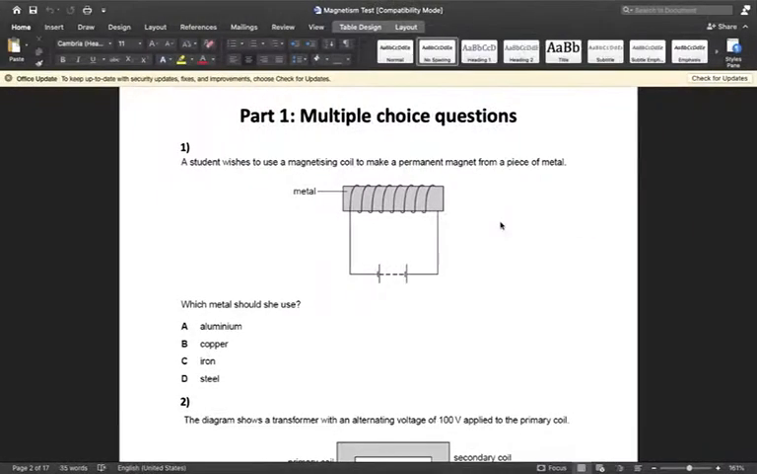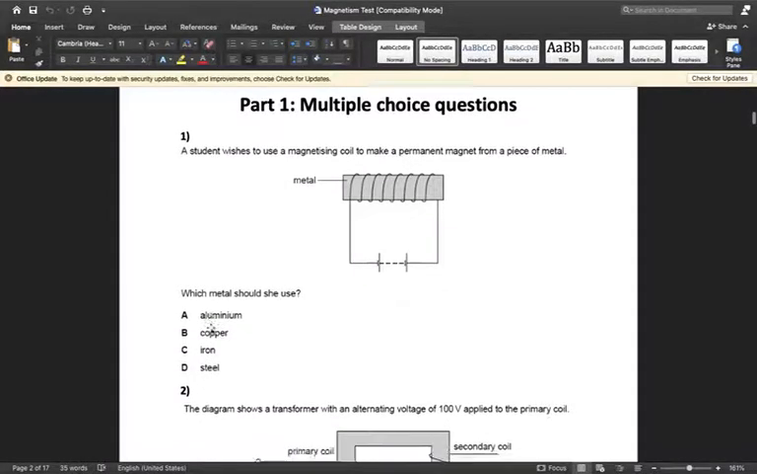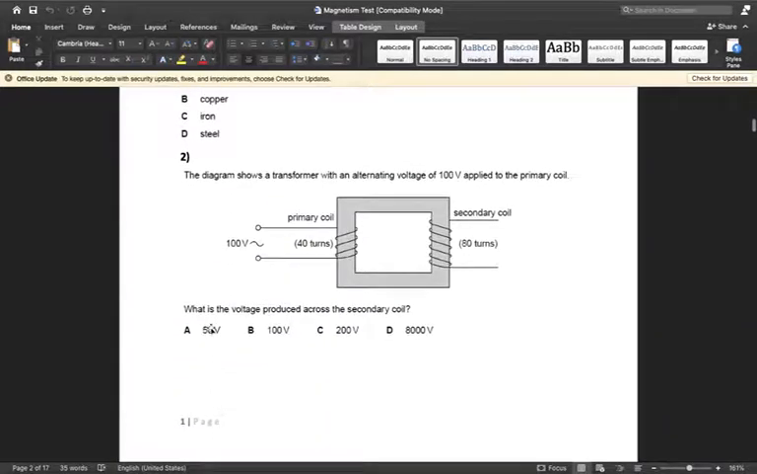Okay, Malak? Steel? Steel is the answer. Yes, correct. So the answer is steel because steel is a hard magnetic material. Iron is soft magnetic, we don't use it. Copper and aluminum are non-magnetic at all. Good, good, good, Malak. Question 2.